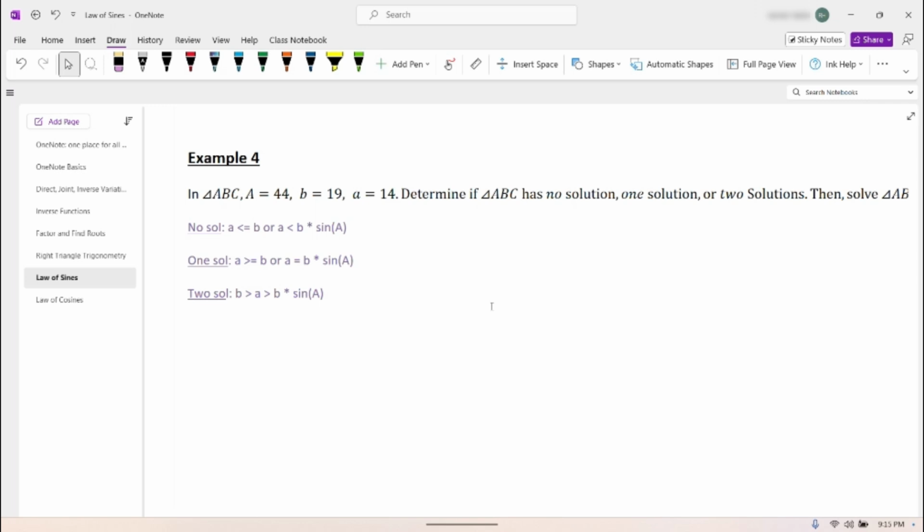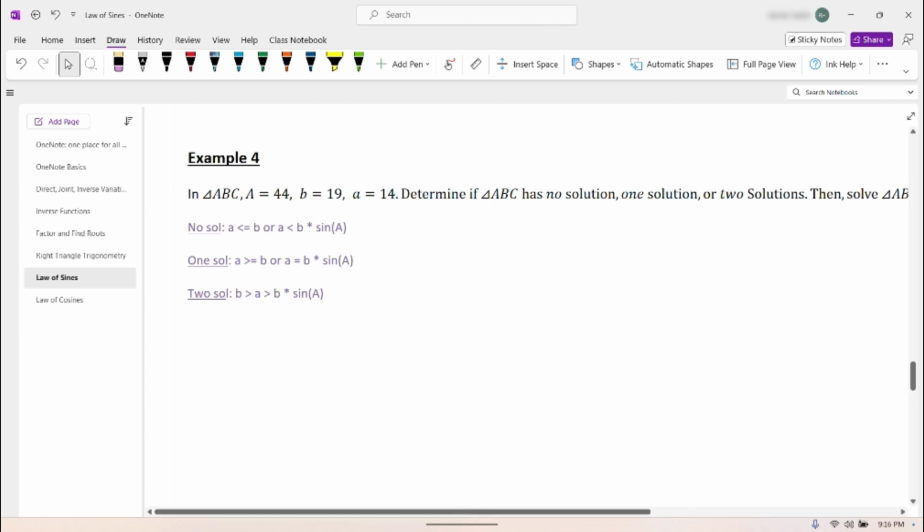So in this case, we have B is 19, A is 14. Is A less than B? Yes, it is. So A is less than B, so we know it's not one solution. Is it two solutions though? So we need to check if A is greater than B sine A.